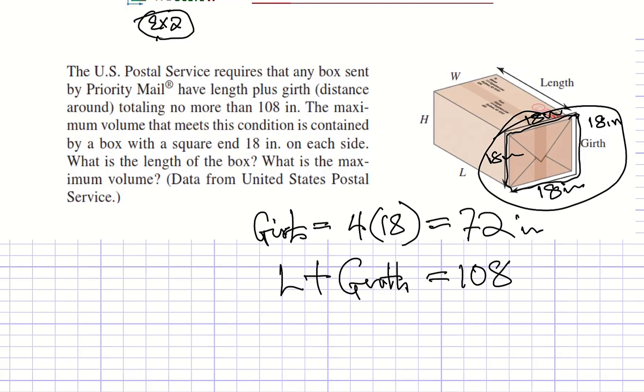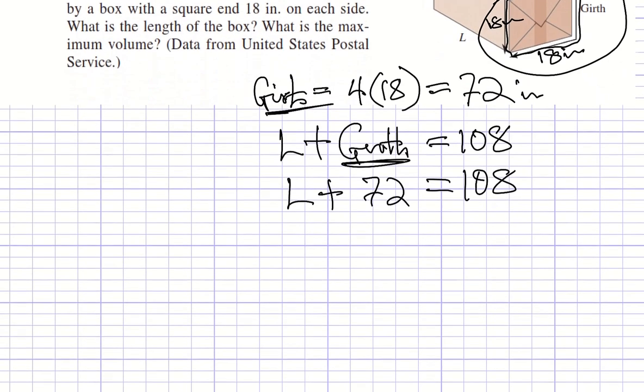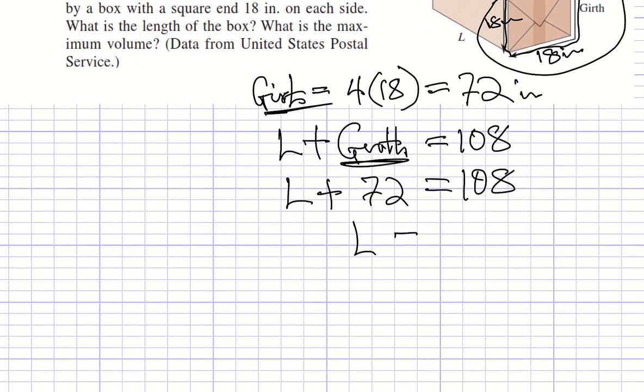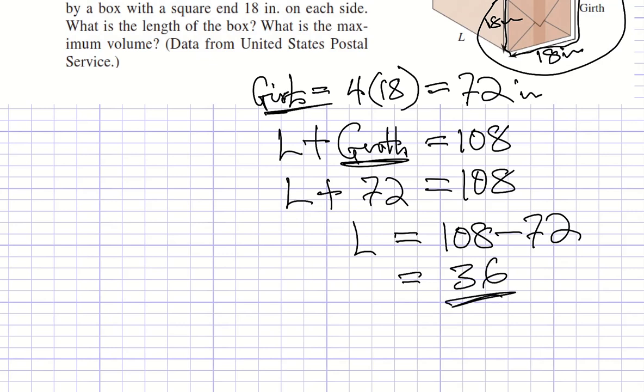Okay, I see what they're doing. Here's the thing, length plus girth. You remember we calculated girth here is 72. So L plus 72 is equal to 108. This is a linear equation in one variable. So L is equal to 108 minus 72. If you do that, you get L is equal to 36. Everything is in inches.